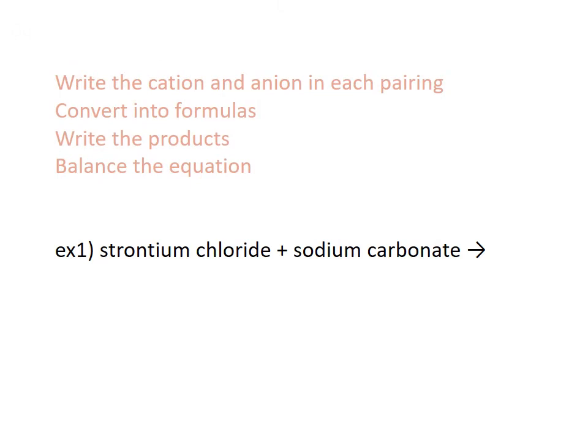Example 1. First, we write the cation and anion in each pairing. Strontium takes a +2, chloride off the negative list is -1, sodium takes a +1, and carbonate, again off the negative list, takes a -2. I'm going to convert those into formulas. Sr2+ goes with Cl-, Na+ goes with CO3 2-.